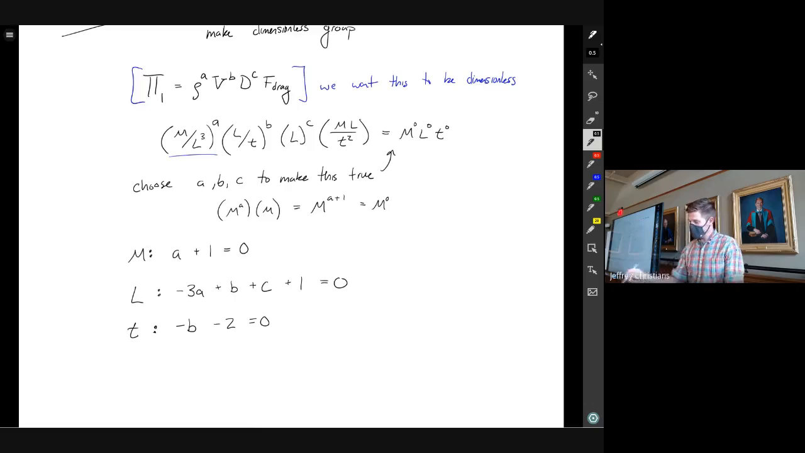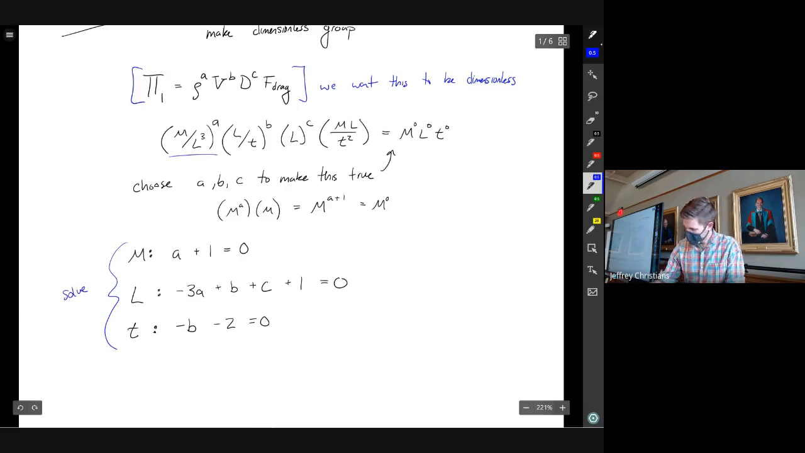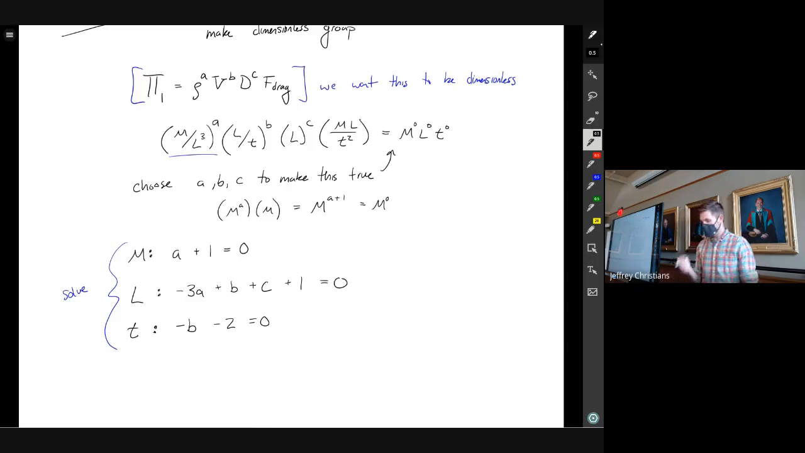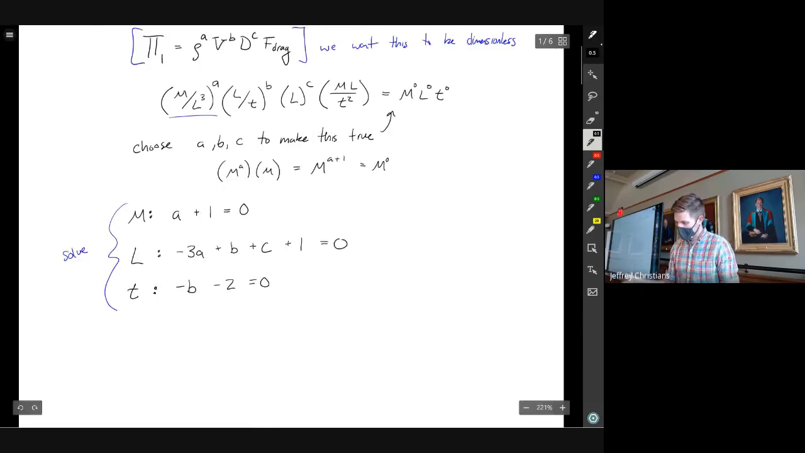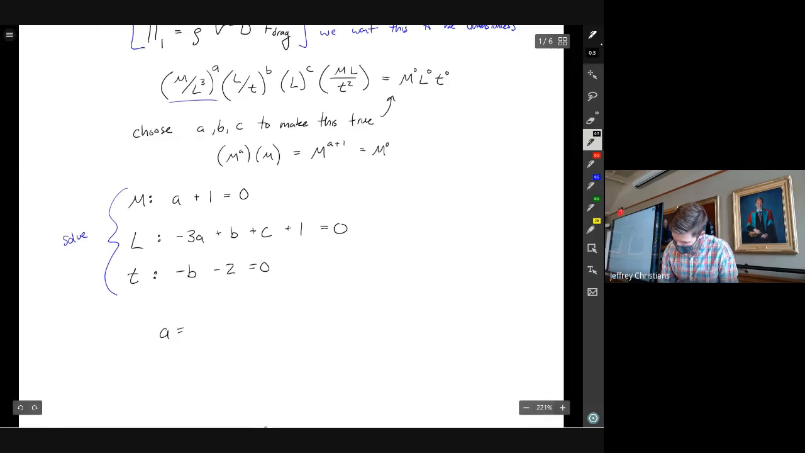So now we have to solve these three equations, a couple of which are fairly straightforward. So we can solve for A. What does A have to be? A equals -1. And we can solve quite easily for B with the last equation. So negative B minus 2 equals 0. So that means B equals -2. So B equals -2, A equals -1.